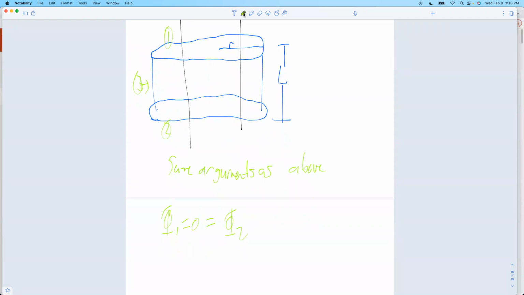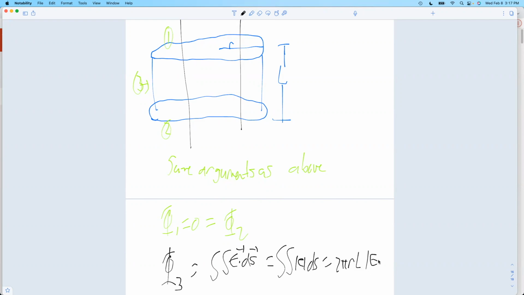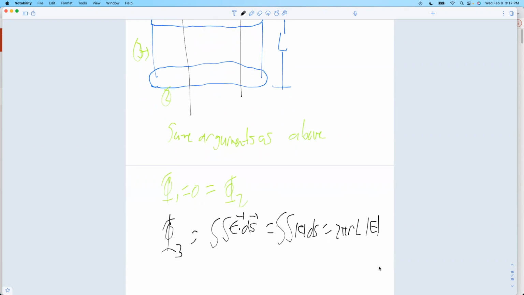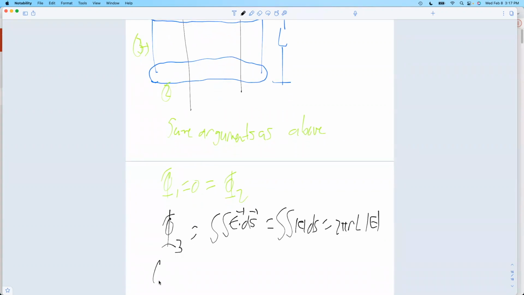For number 3, that green is kind of out there. It's burning holes in my brain. So I'm going to switch to a different color here. Flux 3, same as before. E dot dS. Nothing's going to change here. That's magnitude of E times dS. That's going to be 2 pi r L magnitude of E. That's all still the same. Here's where things get interesting.